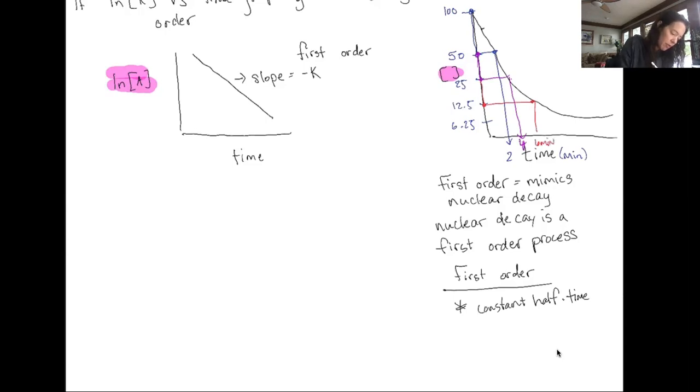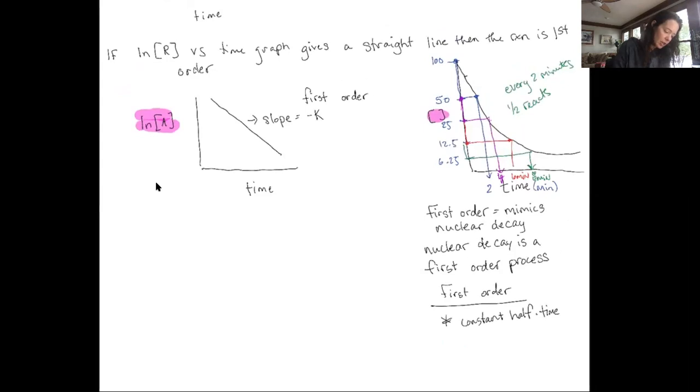And then if I cut my 12.5 in half, I end up with 6.25, and I know my graph is off, but that should read about 8 minutes. And what we see is that every 2 minutes, I don't want to write that down there, I want to write it up here. Every 2 minutes, one half reacts. So what that means, let me move my picture here, is that we have a constant half-life. And any first order reaction will give you this constant half-life.